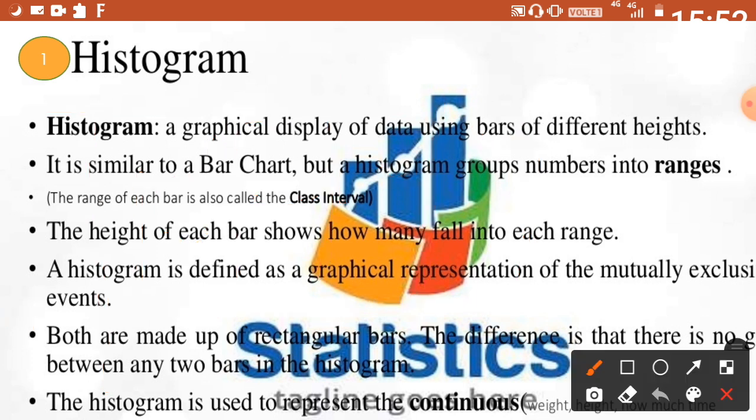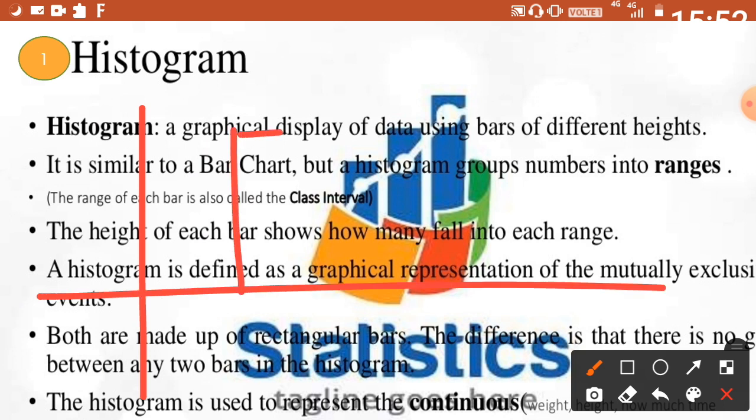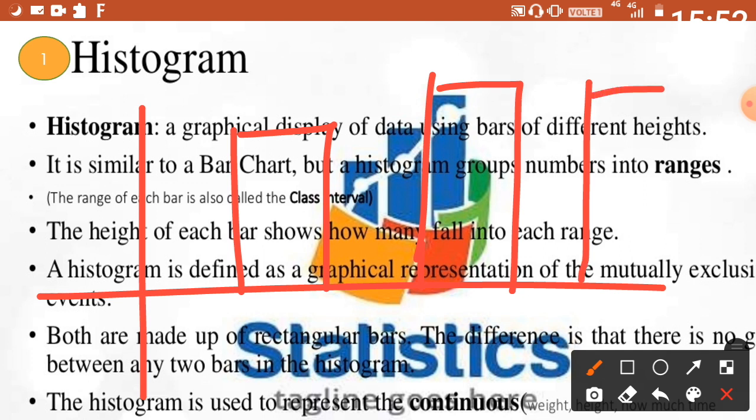But what happens in case of a bar graph? In case of your bar graph, your columns or bars are not attached to each other. So this is the only difference between your histogram and your bar graph or column graph.